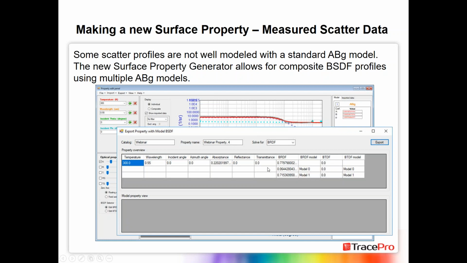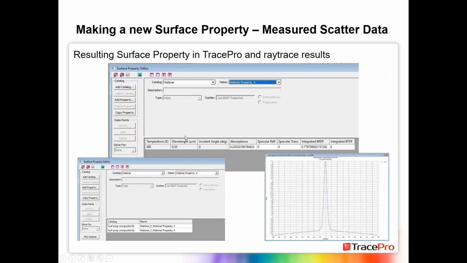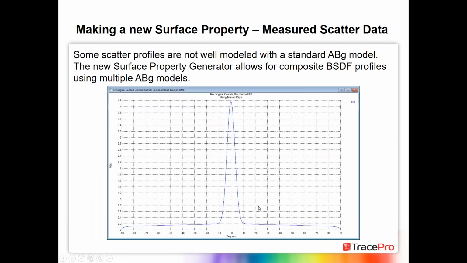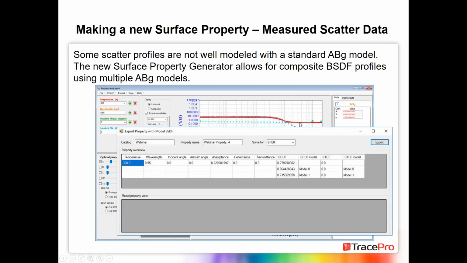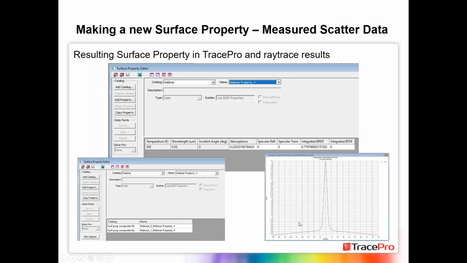Here's the property as it was set up in the generator. And then here it is exported to TracePro. It actually uses 2 scatter profiles here. And here's the curve. And it's a pretty good fit to the initial curve here. It's a little bit different starting about here, maybe out at about 50 degrees. So maybe we need to add in even a third curve to cover this wider area here. But it's not a bad fit.